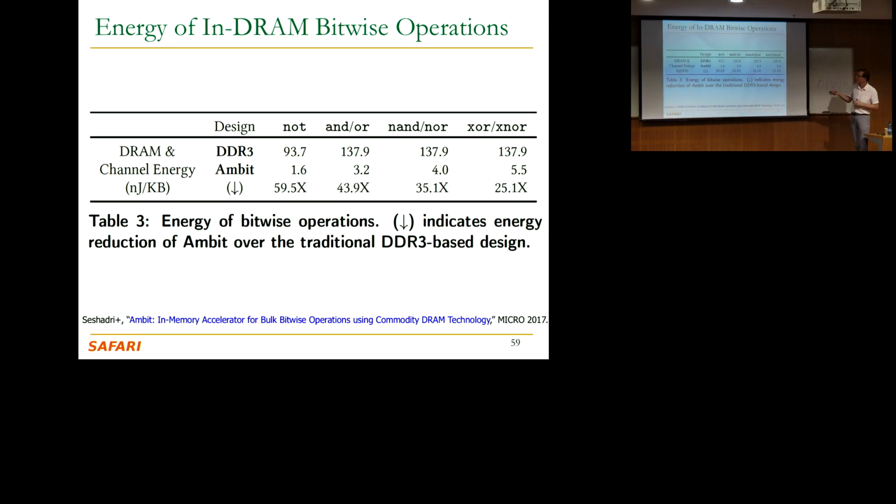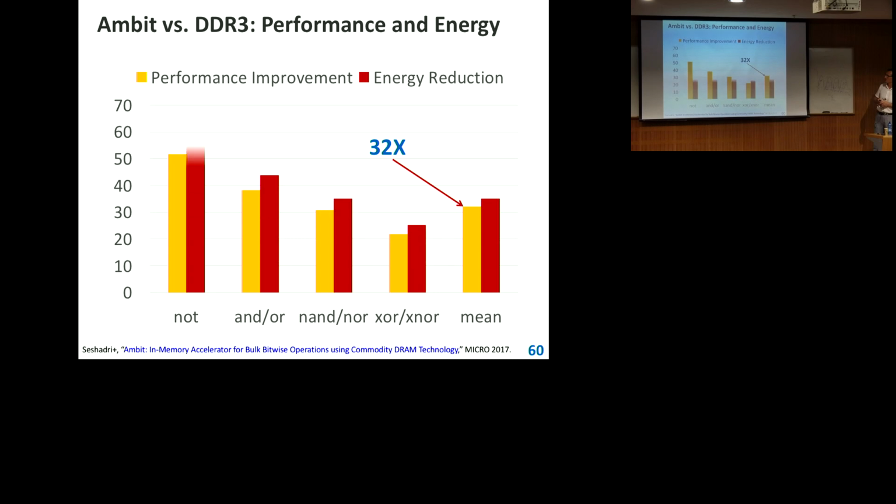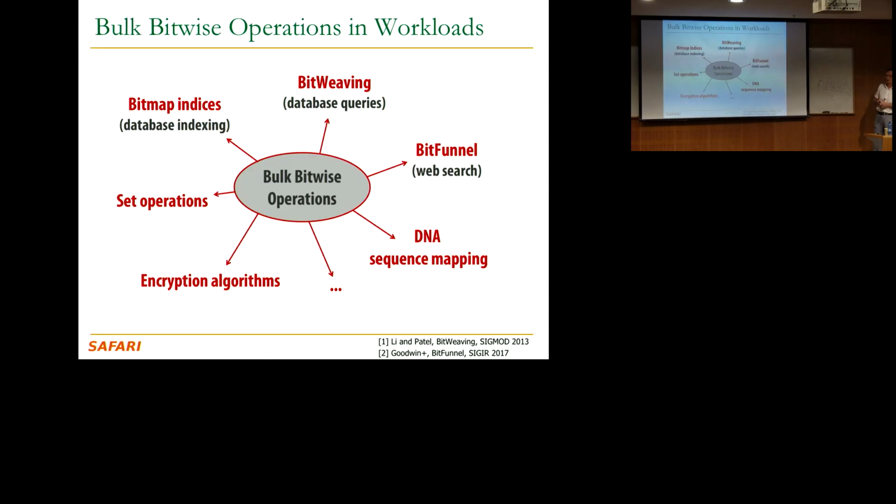This is basically the energy reduction. This comes because you're not moving the data as much. The energy reduction is 60x in terms of nanojoules per kilobyte. And of course, energy reduction reduces as you compound these operations. XOR and XNOR is still 25x. OK. And I'm going to skip this because this is reiterating the thing. So now let's, yes.